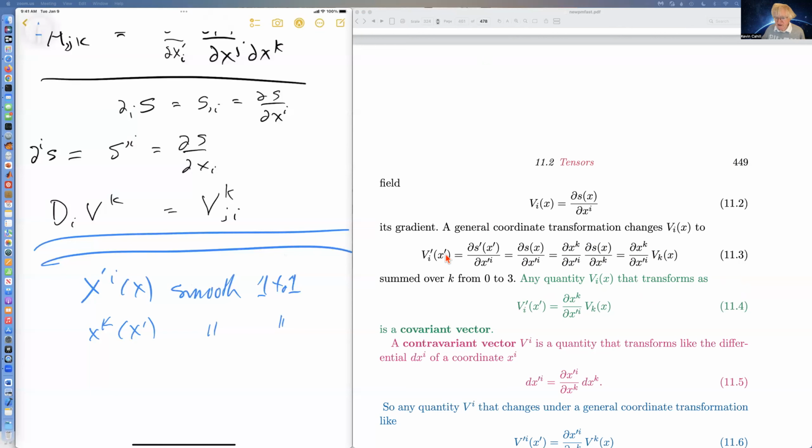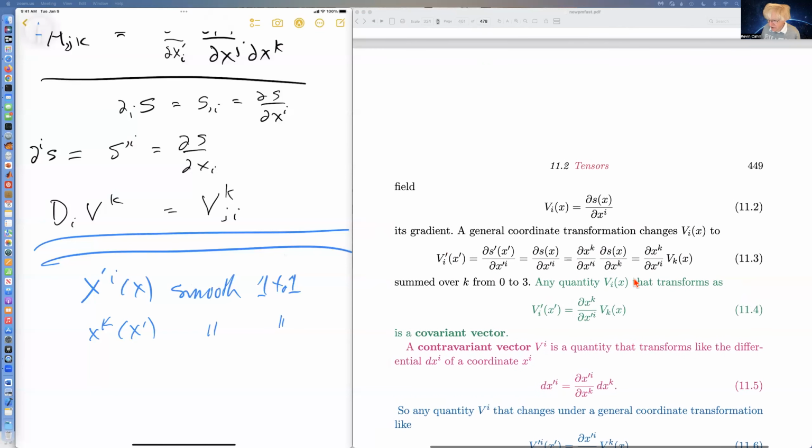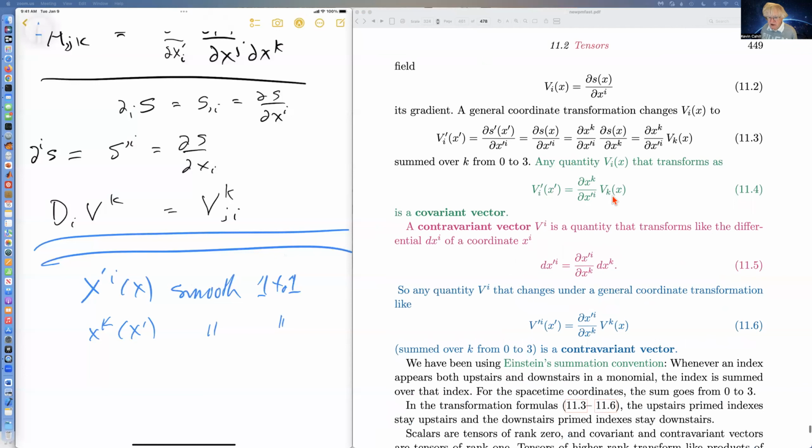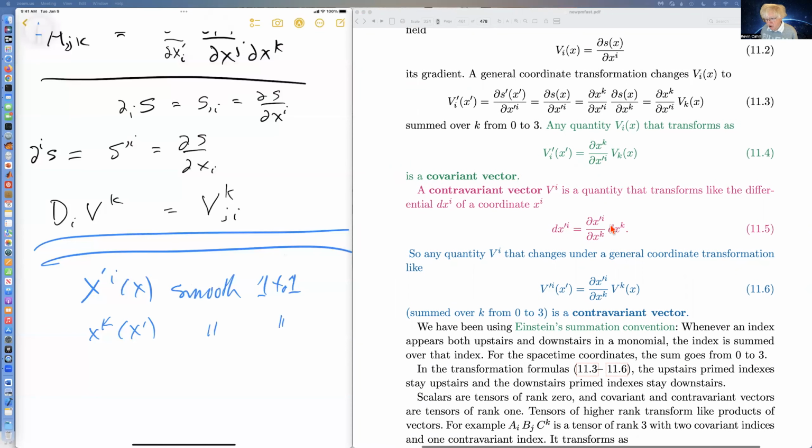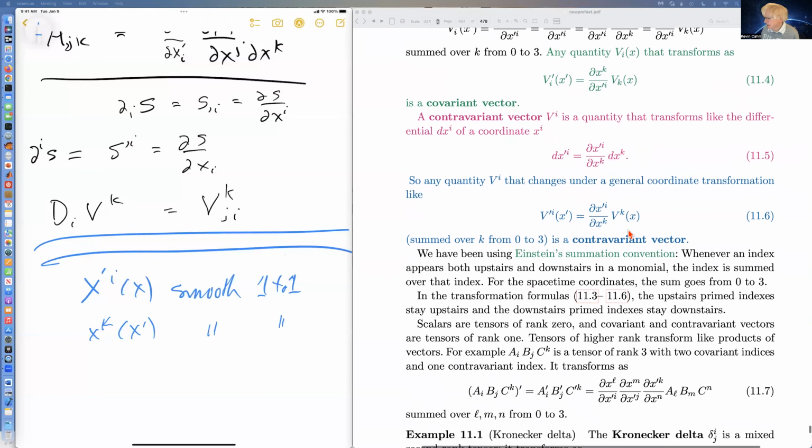So a covariant vector is one that transforms simply, which is to say, it transforms like a derivative. And any quantity that transforms this way is said to be a covariant vector. A contravariant vector, on the other hand, is one that transforms like the differentials of a coordinate, and dx prime i is just the chain rule formula, partial of x prime i with respect to x^k times dx^k. So I don't see any questions in the chat, but go ahead and type one in or shout it out.